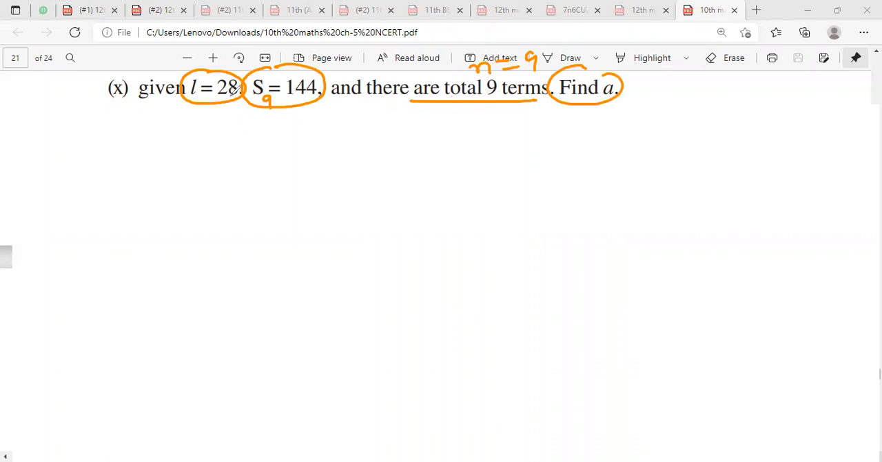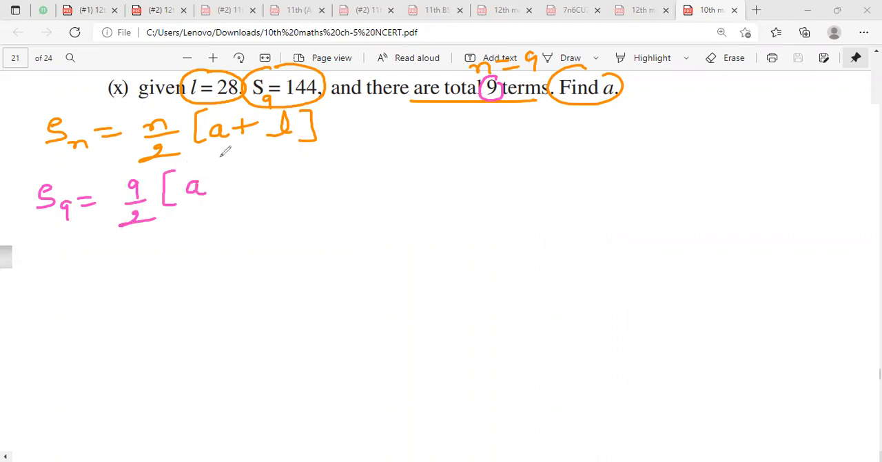अब आपको देखो लास्ट टर्म गिवन है, A आपको फाइंड करना है, एंड वी नो दैट Sn इज इक्वल टू n/2 विद इन ब्रैकेट A प्लस L और लास्ट टर्म an और L बोथ आर सेम. ठीक है, Sn दैट इज n की जगह क्या आ जाएगा 9. S9 is equal to 9/2. Value of A we have to find, and the last term is 28. S9 is 144. So 144 is equal to 9/2, within bracket it is A plus 28.